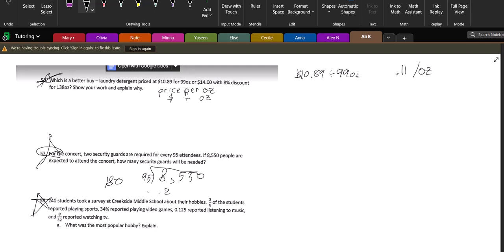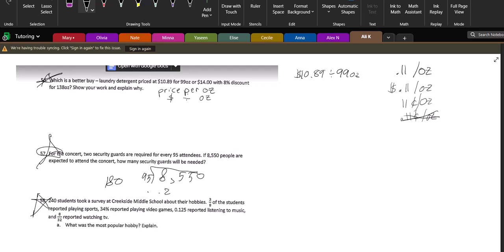A little pet peeve of mine, it's either $0.11 per ounce, or 11 cents per ounce. It's not 0.11 cents per ounce, because that would be 11 100ths of a cent per ounce. That's just a pet peeve of mine.